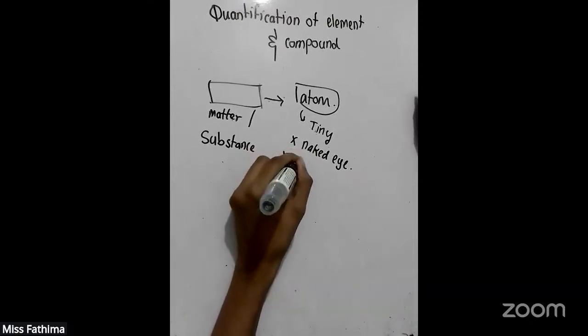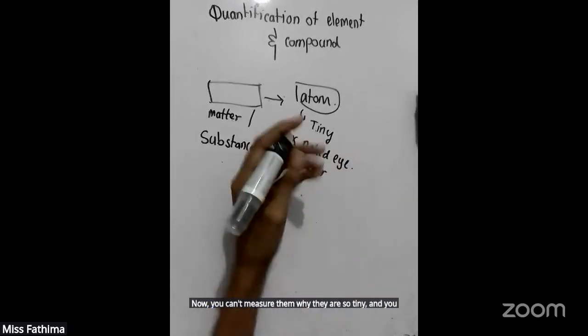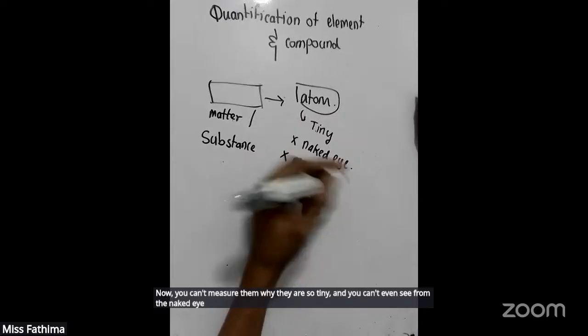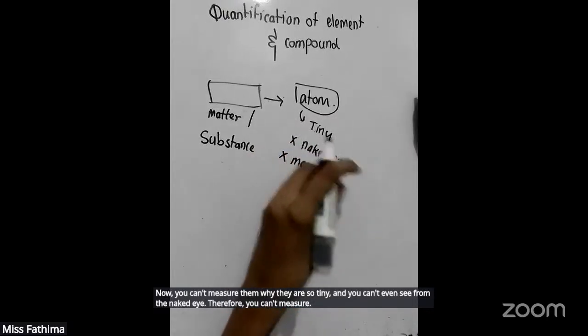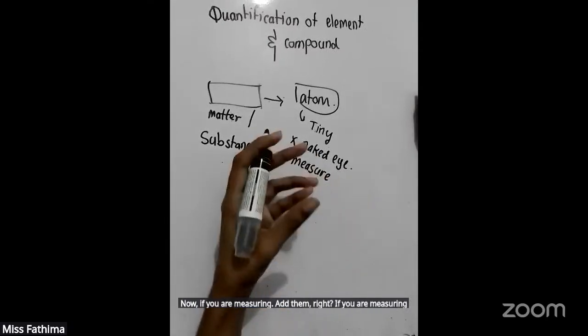No, you can't measure them. Why? They are so tiny and you can't even see them with the naked eye. Therefore, you can't measure them, right? Now, if you are measuring an atom, is it possible?